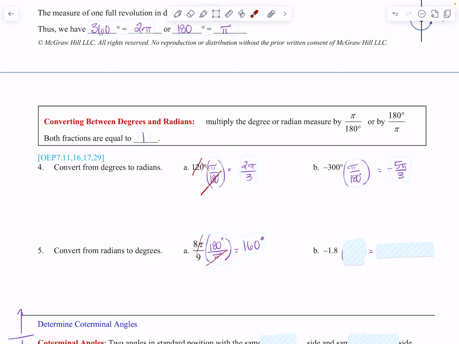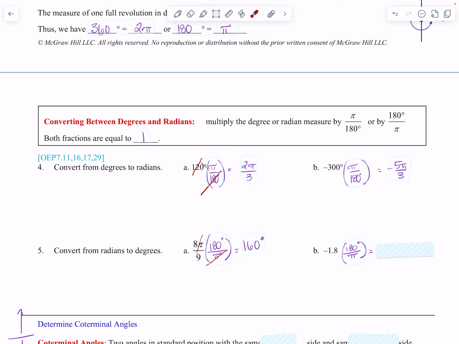All right, now this next one is really going to test whether you understand that concept of I'm not just canceling pi's, I'm actually canceling radians. Notice I have negative 1.8, and there is no unit. But remember, the lack of a degree tells me it's a radian. So this is negative 1.8 radians. Again, I want my radians to go away. I'm going to choose this one because the radians are in the denominator. So I'll multiply by 180 degrees over pi. My radians will cancel, even though I can't see that label.